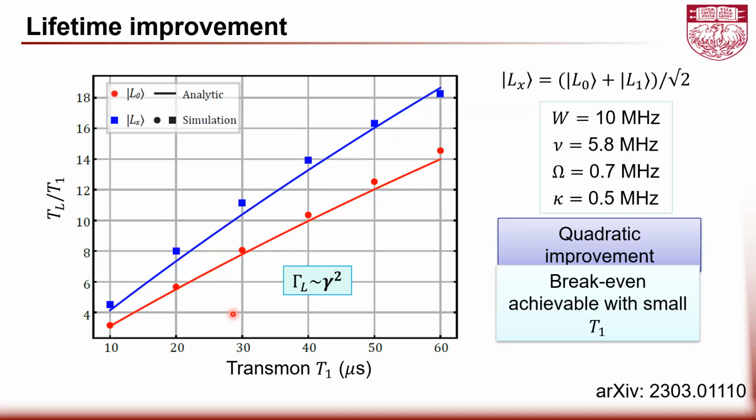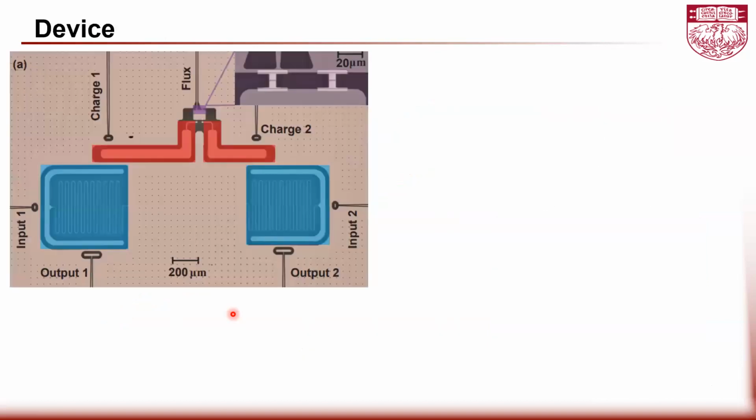So this is achievable only when you have a very large W. If you have 10 megahertz W, it's super easy to get break even. And here comes our device to demonstrate its star code. This is our star code logical qubit.